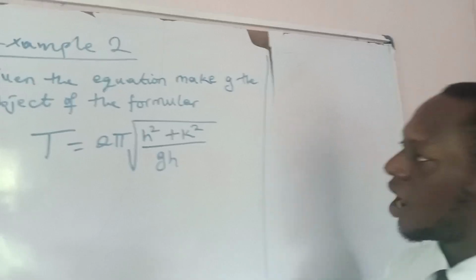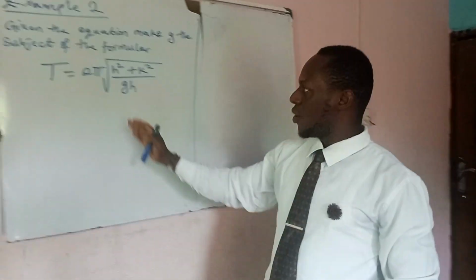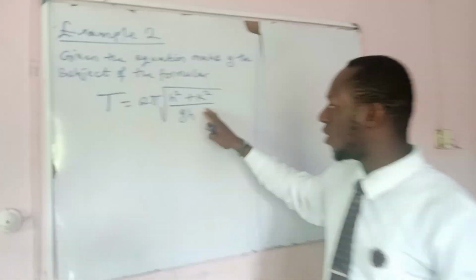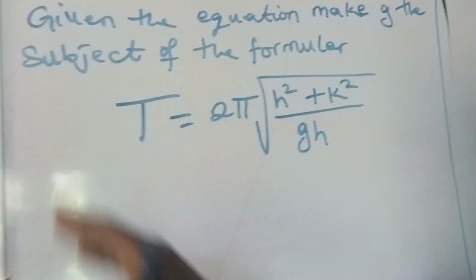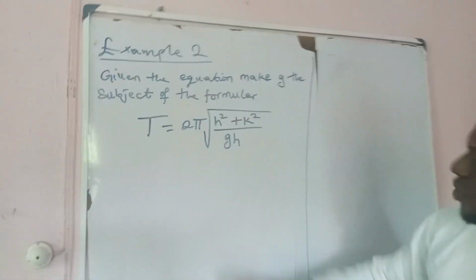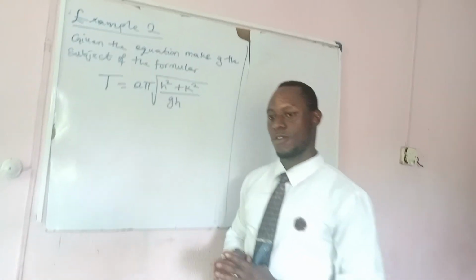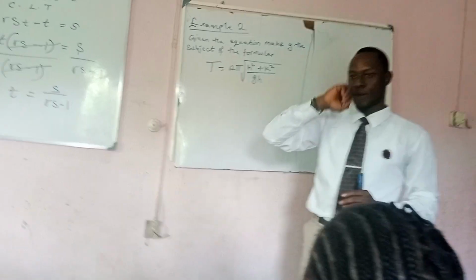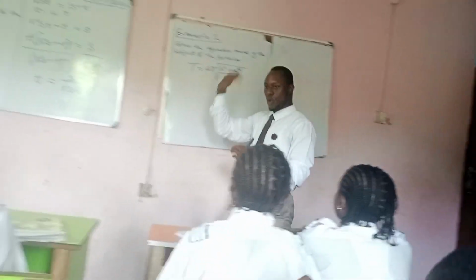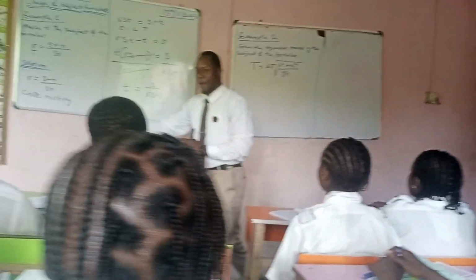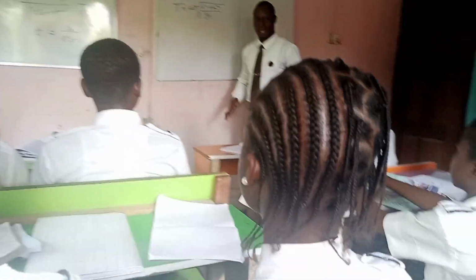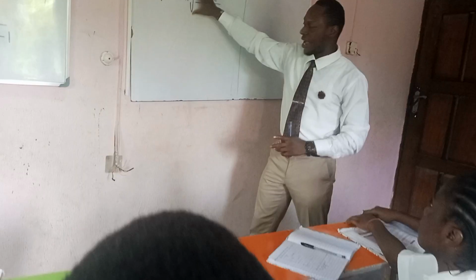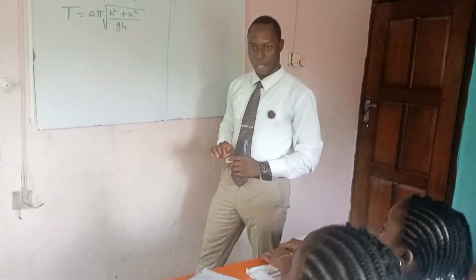Are you with me? Yes. On the right hand side, we have 2 pi square root of h squared plus k squared all over GH, and on the other side, we just have t. We are to bring G out to make G the subject of the formula. Like I said, it's just like you need something from your bedroom. If you were outside the house, you pass through the living room before you enter the bedroom. Now, you have to pass through the square root sign before you can reach G. Is it clear? Yes, sir.